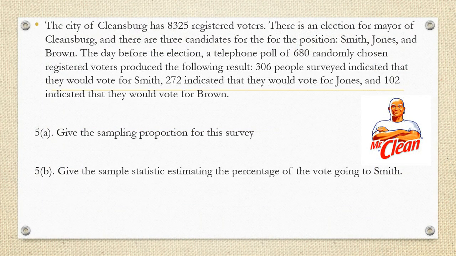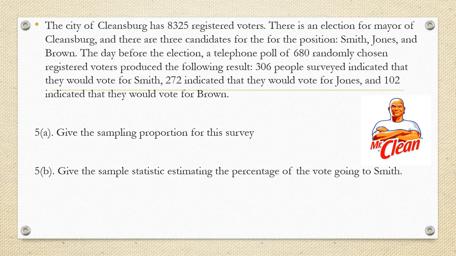So first things first. The city of Cleansburg has about 8,325 registered voters. There's an election for the mayor of Cleansburg, and there are 3 candidates. There's Smith, Jones, and Brown. Very original names. The day before the election, a telephone poll, so 680 people are polled randomly and asked who they would vote for, and the following results are what they were. 306 wanted Smith, 272 was Jones, and 102 was for Brown.